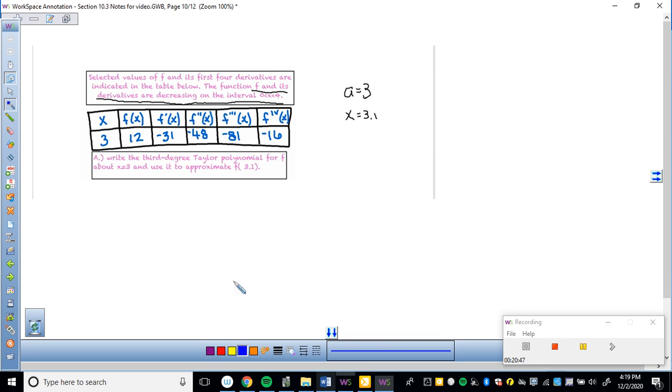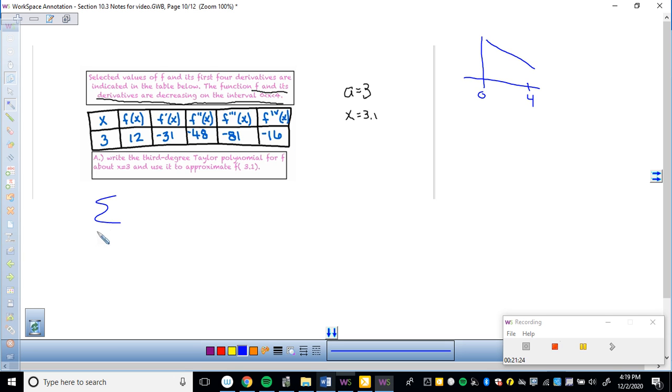Okay, so we have another one here. Let's take a look. Selected values of f and its first four derivatives are indicated in the table below. The function f and its derivatives are decreasing on the interval from 0 to 4. So all of our derivatives are decreasing between 0 and 4. So let's note that. And let's see, write the third degree Taylor polynomial for the function about x equals 3 and use it to approximate f of 3.1. Okay, so this is actually nicer. They've given us all the derivatives.